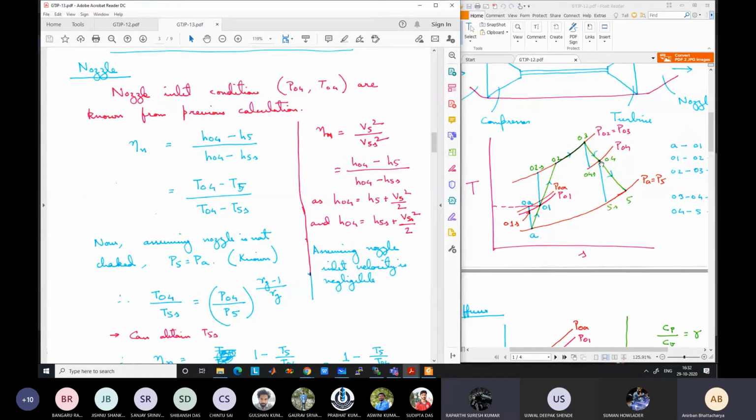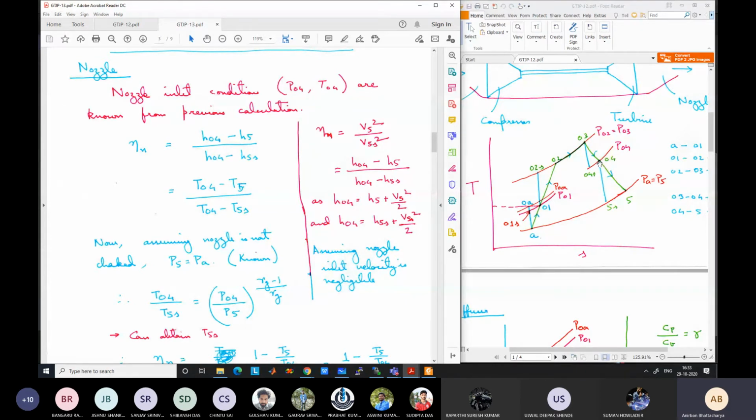Same, H04. Same, H04. Okay, and at the outlet, now there is sufficiently large velocity. So the static enthalpy is H5. So the change in kinetic energy that occurs is H04 minus H5, which is equal to V5 square by 2. H04 minus H5 is equal to V5 square by 2. So this is the actual change in enthalpy that is occurring.